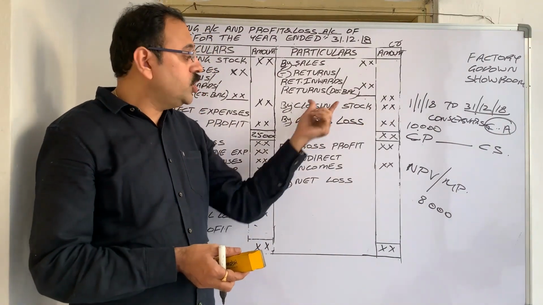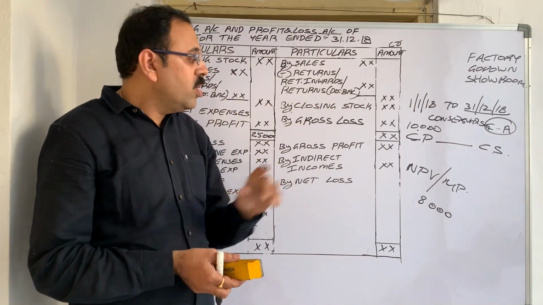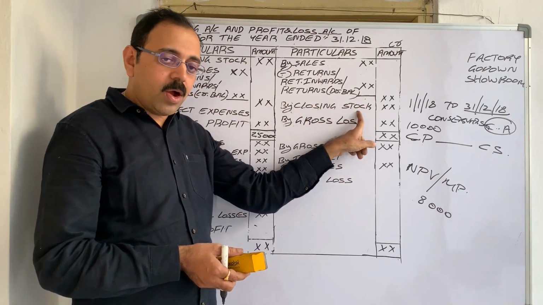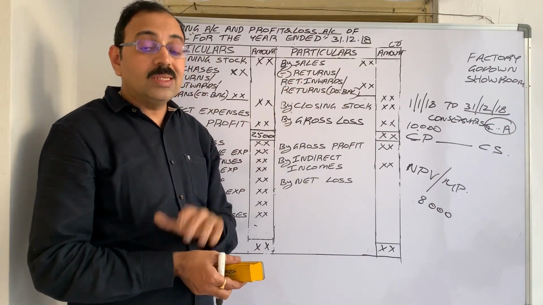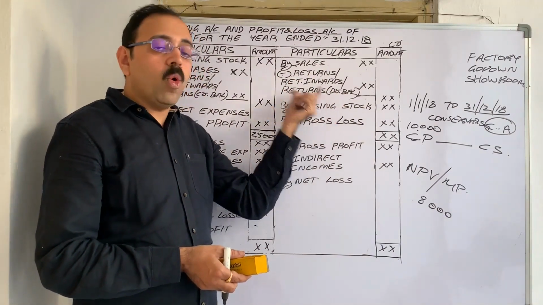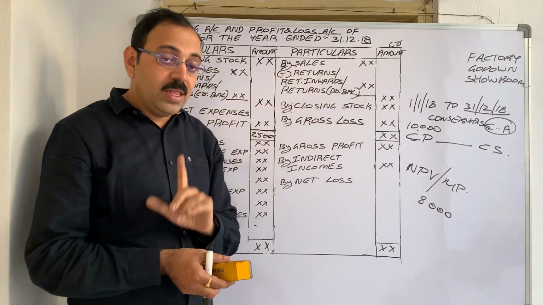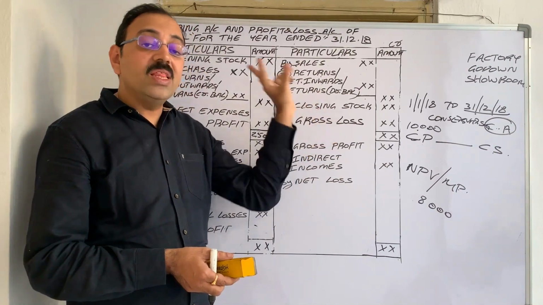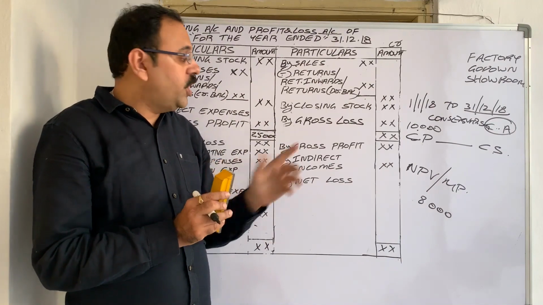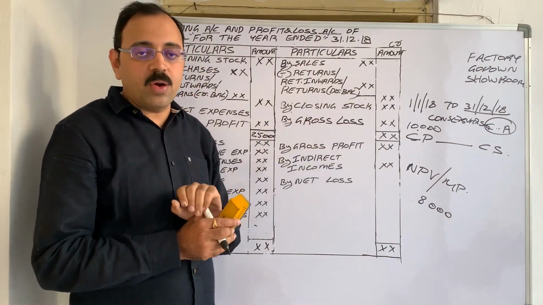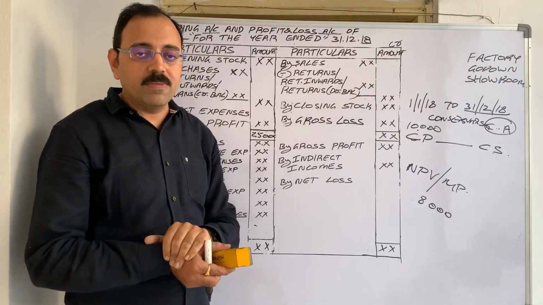So remember, closing stock will be given in the adjustments, and we have to record it 2 times. Once we have to credit it to the trading account, and second time in the balance sheet on the asset side we have to show this. Sometimes closing stock and opening stock both will be adjusted through purchases. In that case, closing stock will be given in the trial balance. If closing stock is given in the trial balance, then don't show that closing stock in the trading account. Only in the balance sheet asset side we have to show the closing stock.